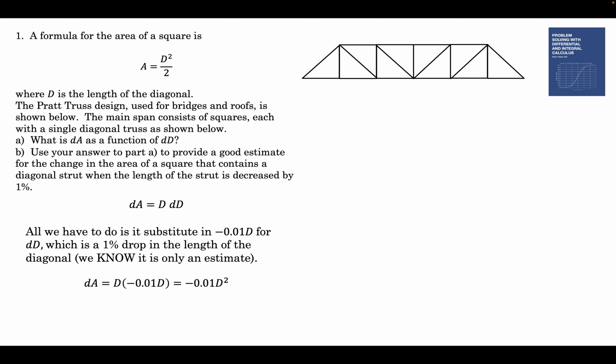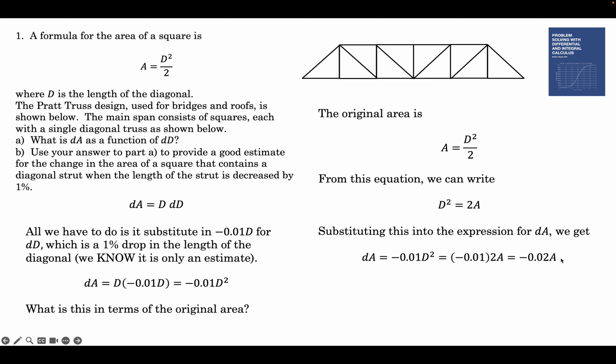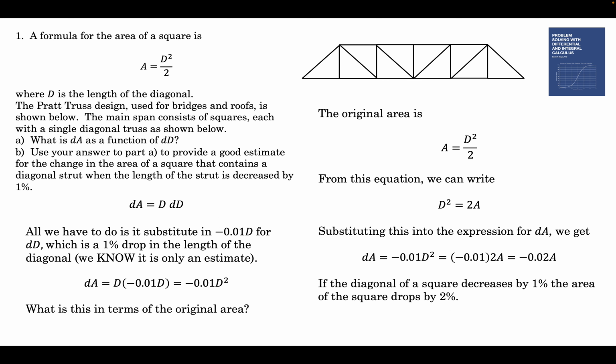We'd like to have dA in terms of A. So the original area is d squared over 2. So d squared is 2A. And we substitute that in for d squared. We have, for dA, minus 0.01 d squared. So we substitute that in, and we get minus 0.02 A. So when the diagonal length drops by 1%, the area drops by 2%. Roughly. We know it's not exact because it's infinitesimal.